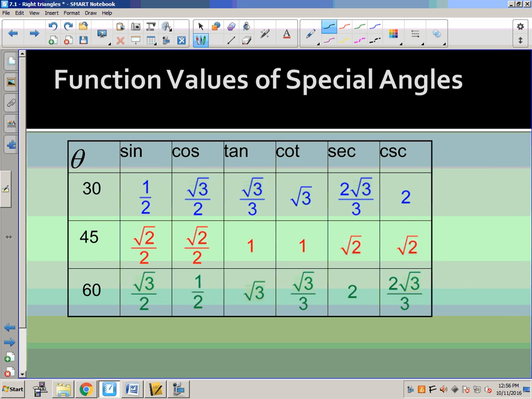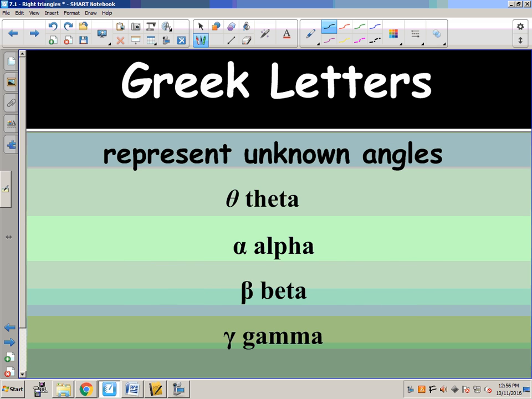Not too important, you don't need to worry about writing this down. This is just a table for your 30, 60, 90 triangles and 45, 45, 90s. That's going to become much more important later on when we get into the unit circle.